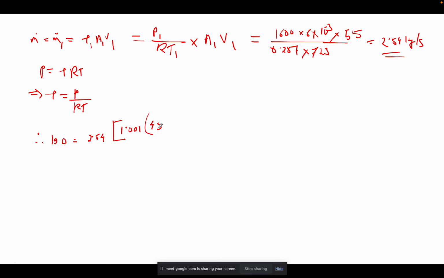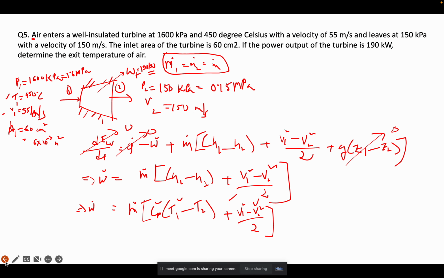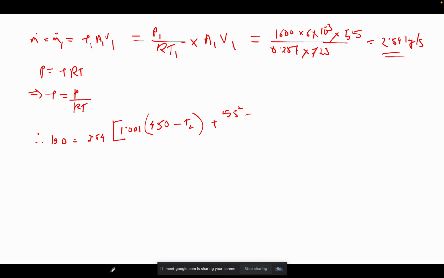Okay, and I need to calculate T2. Plus V1 squared, that is 55, minus V2 squared. What is my V2 squared? It is 150 meters per second by 2 into 1000. Why? Because it is in joule, so I need to convert everything in kilojoule.